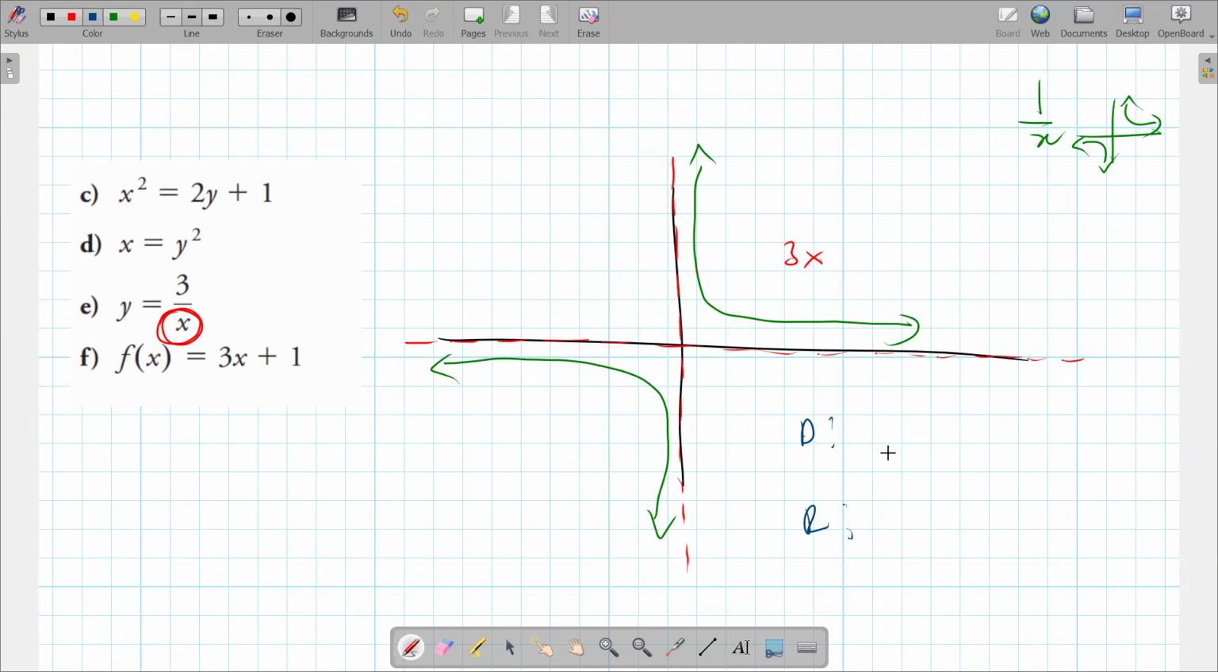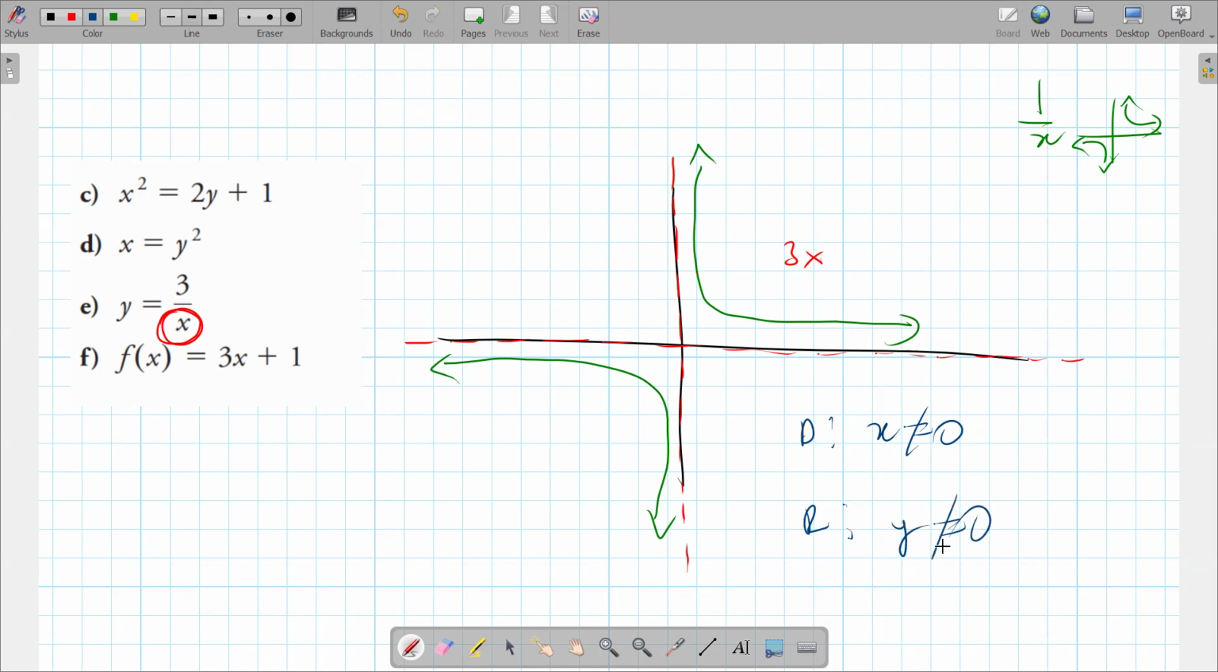What's the domain? What are the possible x values this function can take? Anything but 0. What about the y values? Also anything but 0. Right. And you're done, okay?